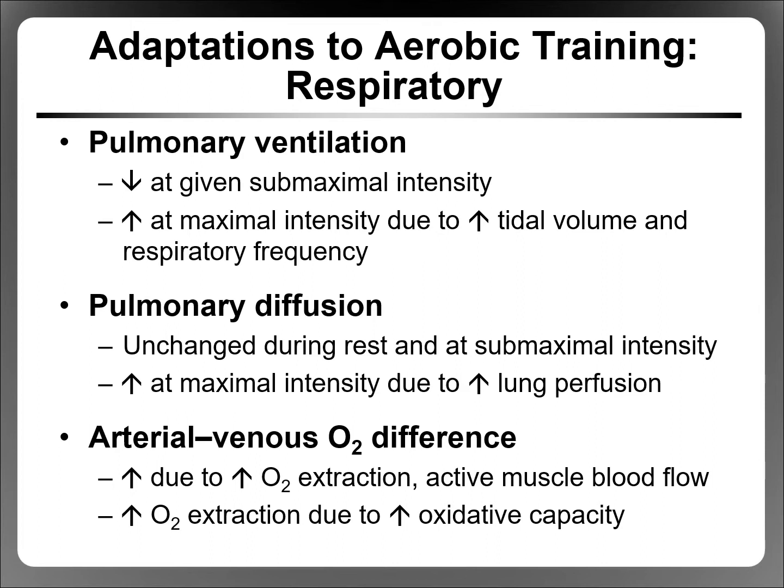In terms of pulmonary diffusion, we don't see a lot of changes at rest and submaximal intensity, but we do see big increases at a maximal intensity because our lungs can perfuse oxygen much more efficiently. And then circling back to that AVO2 difference, we are typically going to see a larger difference because oxygen is extracted much more efficiently by the active muscles requiring blood flow. And this is because we are, in general, increasing our oxidative capacity.